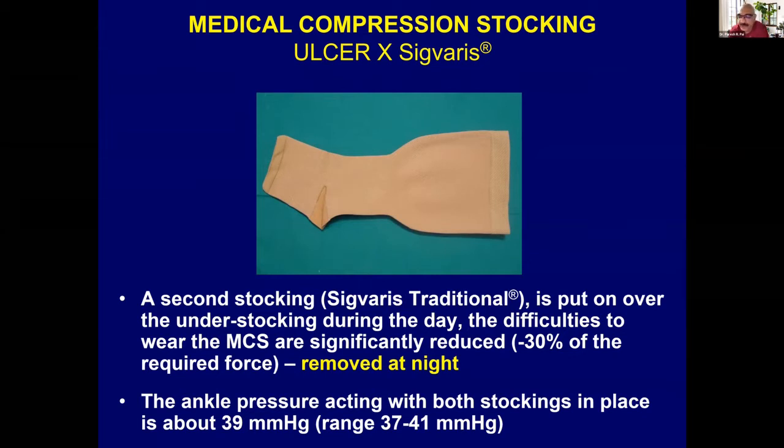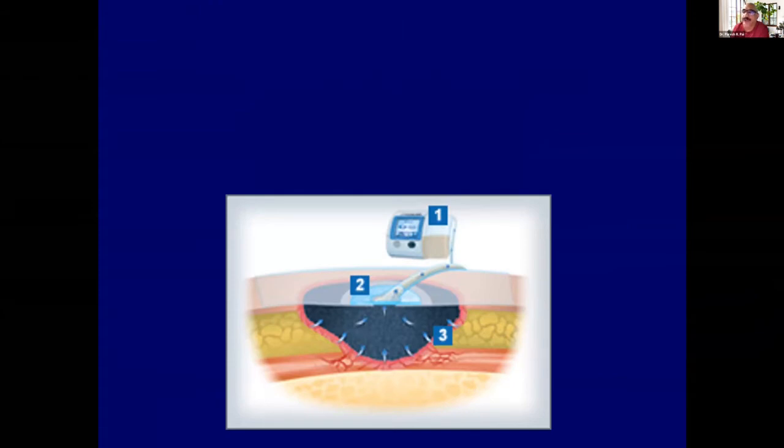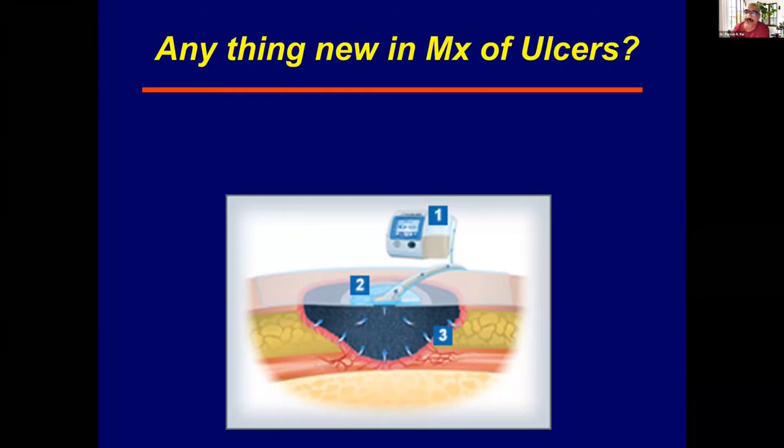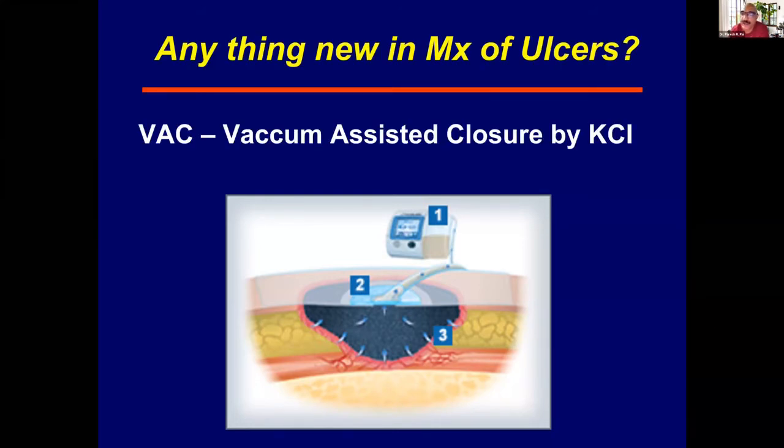The ankle pressure acting with both stockings in place is about 40 millimeters of mercury at the ankle. So this also works well. The only problem is that the ulcers are, the dressing is unmonitored, and sometimes there could be issues. Now, if you have patients with high volume discharge, what I do is I combine this with the vac dressing, and what that does is that gets rid of all the fluid and speeds up the wound healing quite well.